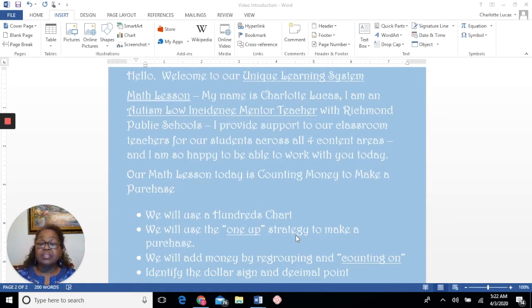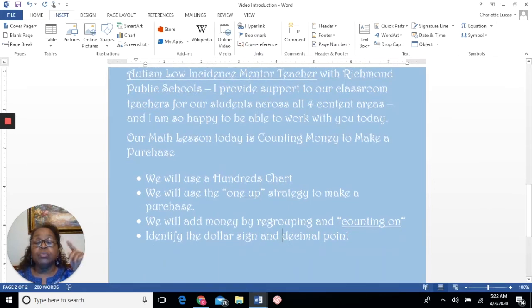Our math lesson today is counting money to make a purchase. We will use a hundreds chart. We will use the one-up strategy to make a purchase. We will add money by regrouping and counting on. We will identify the dollar sign and decimal point. We've got a lot to do, so let's get started.